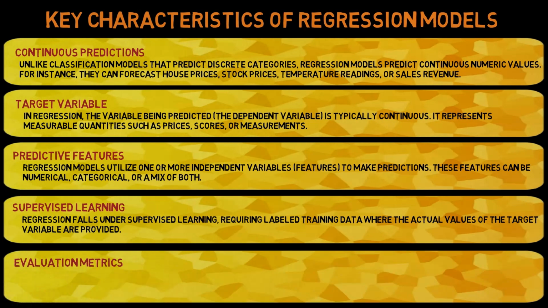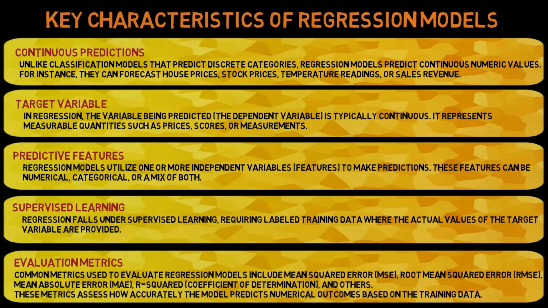Evaluation metrics. Common metrics used to evaluate regression models include mean squared error (MSE), root mean squared error (RMSE), mean absolute error (MAE), R-squared, coefficient of determination, and others. These metrics assess how accurately the model predicts numerical outcomes based on the training data.